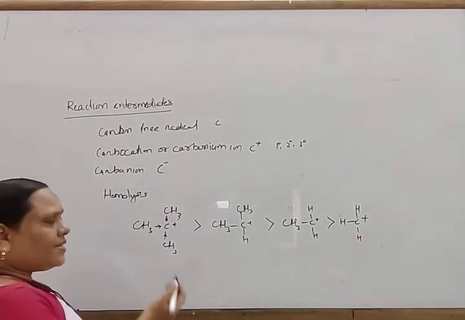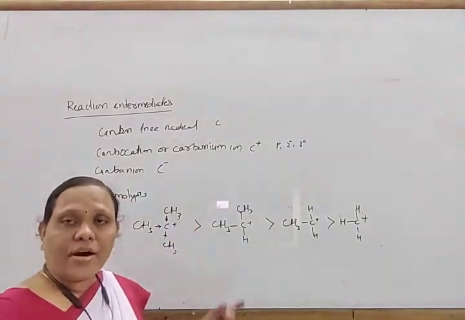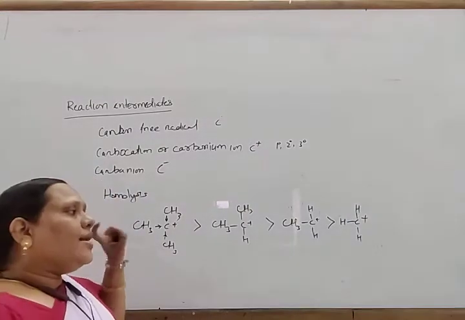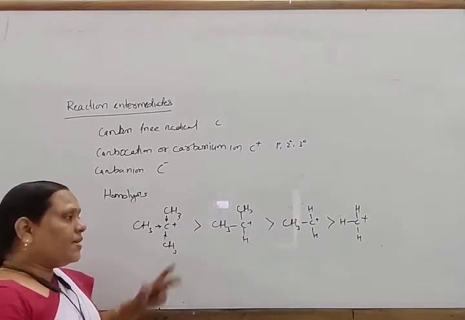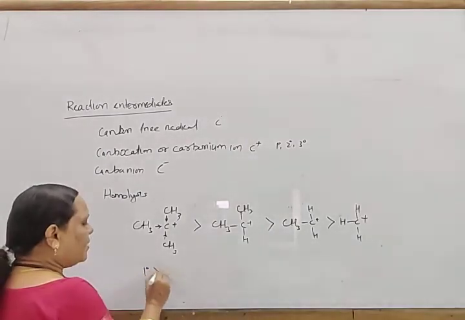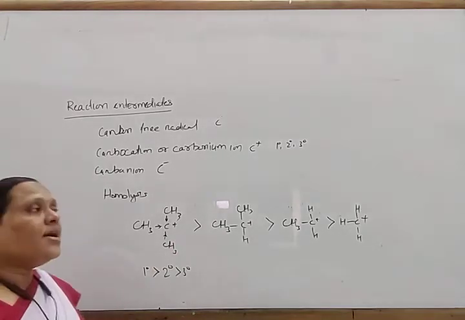And the reactivity order is just opposite. So they are more stable, meaning they form easily and remain for more time, and are less reactive. The reactive order of different carbocations is: tertiary least reactive, then secondary, then primary more reactive.